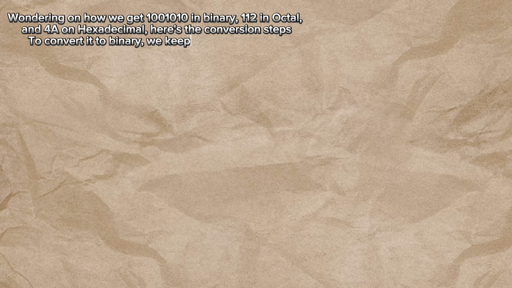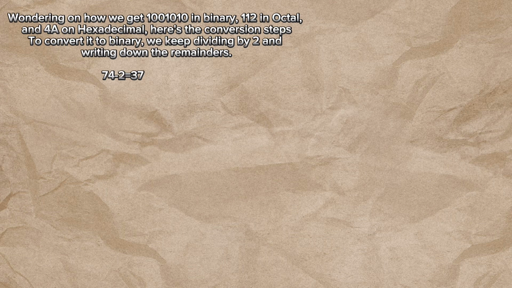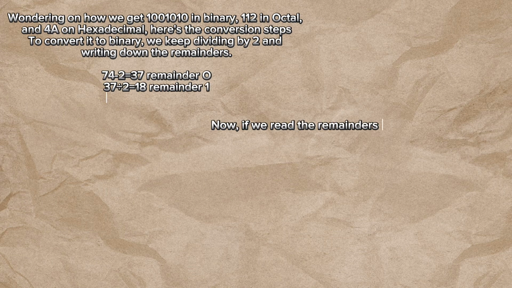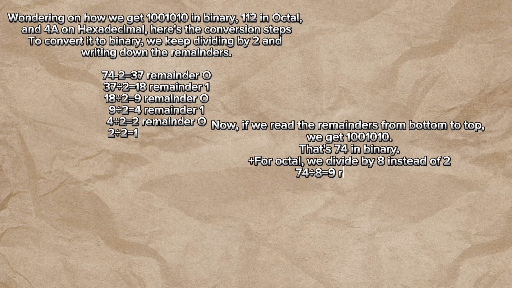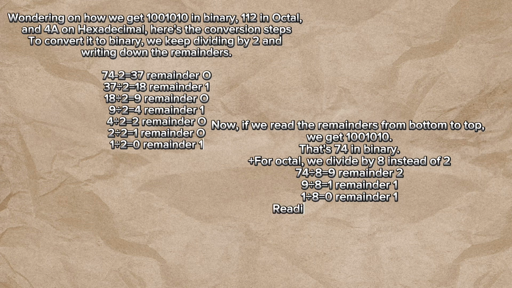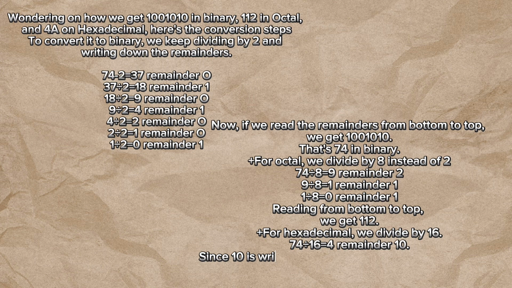Here are the conversion steps. To convert it to binary, we keep dividing by 2 and writing down the remainders. Now if we read the remainders from bottom to top, we get 1001010. That's 74 in binary. For octal, we divide by 8 instead of 2. Reading from bottom to top, we get 112. For hexadecimal, we divide by 16. Since 10 is written as A in hexadecimal, the answer is 4A.